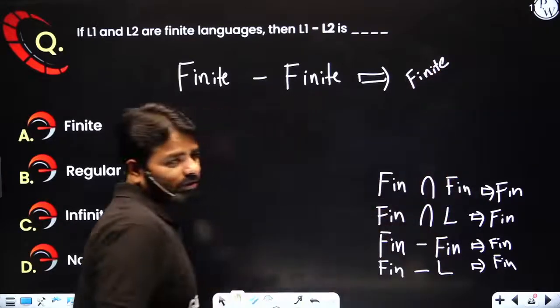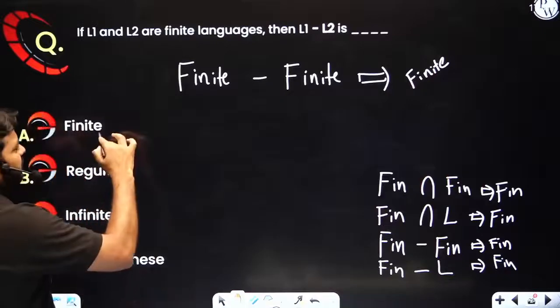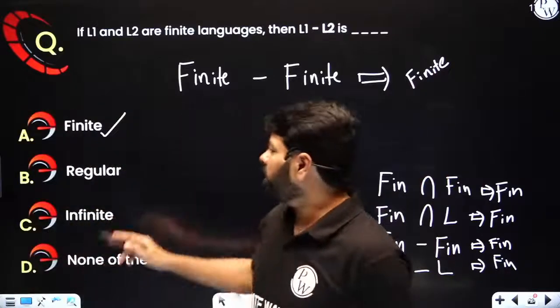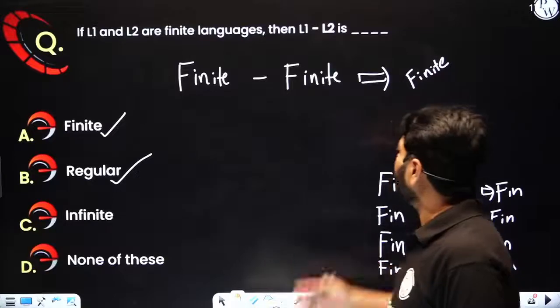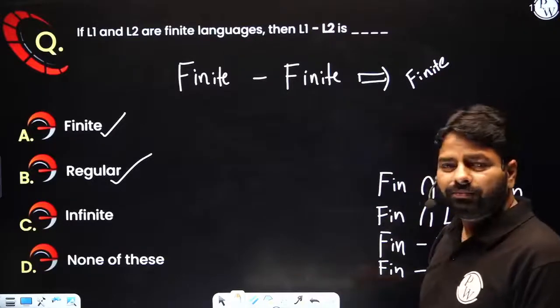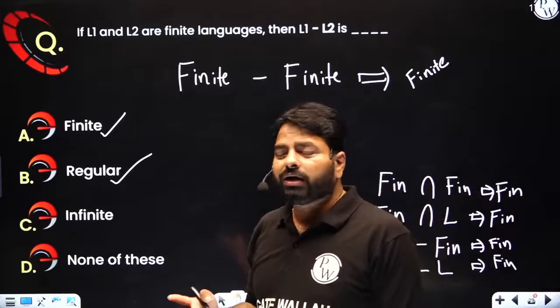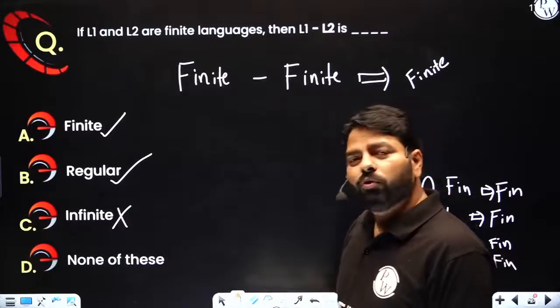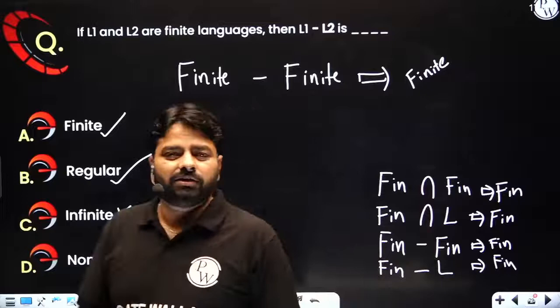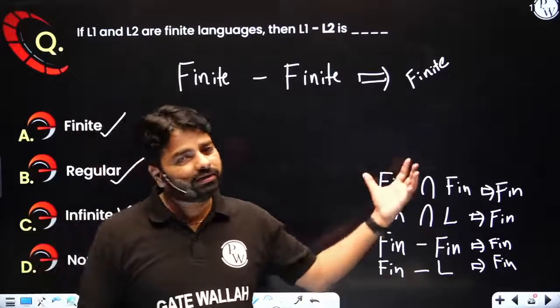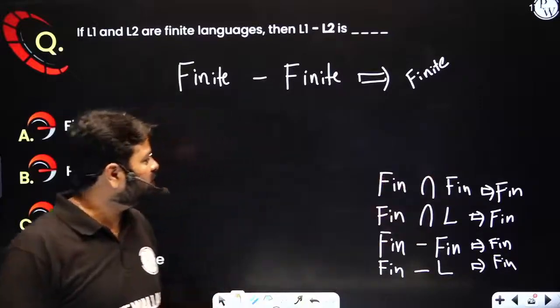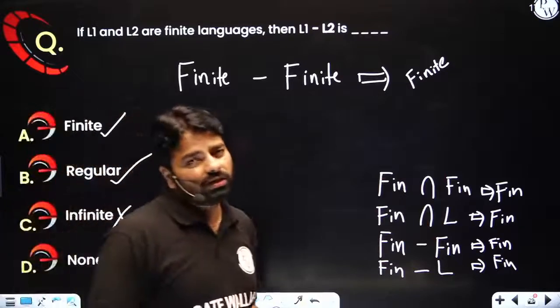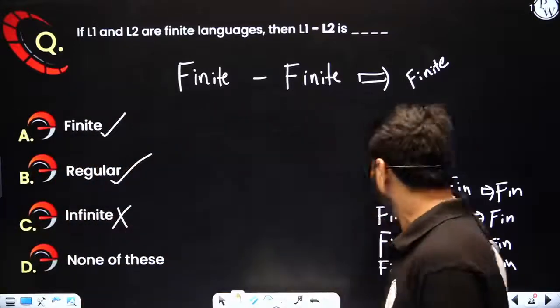Now coming to the options. Finite is the right option. Regular is also the right option. Why? Because every finite is regular. Infinite is never necessarily so. So it's actually finite, hence also regular. In the exam, if you don't see the finite option, you can choose regular as an option.